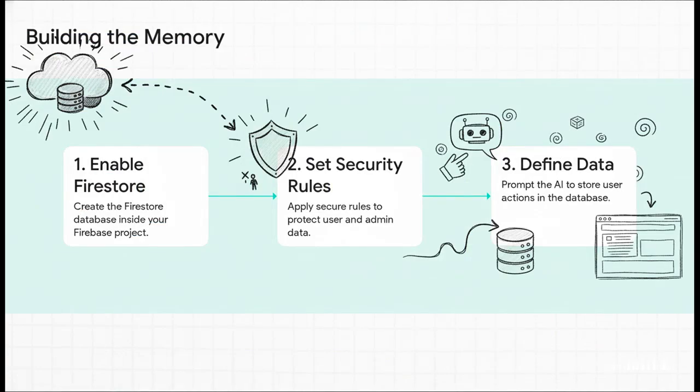First, you just switch on Firestore in your project. Next, and this part is not optional, you set up security rules. Think of these rules like a bouncer for your data. They make sure that I can't see your private info and you can't see mine. Super important. Once that's done, it's back to the AI. You just tell it, hey, when a user enrolls in a course, save that to the database.